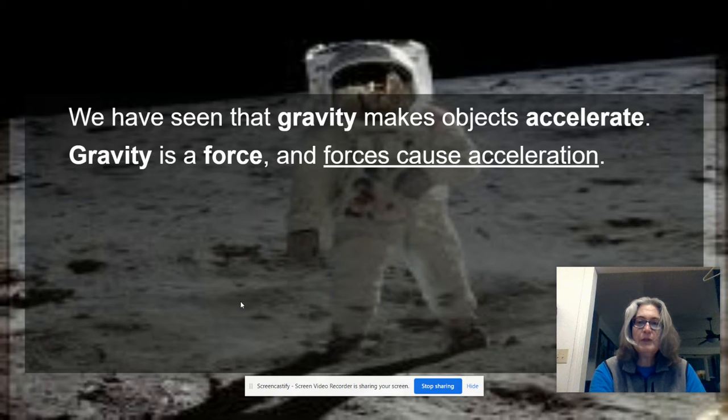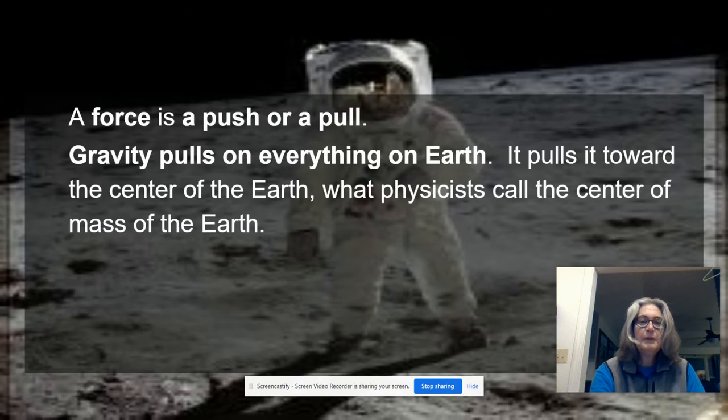So we've seen that gravity makes objects accelerate. Gravity is a force, and forces cause acceleration. So gravity can speed up a falling object or an object rolling down a slope. If something is fired or shot into the air, gravity slows it down, a negative acceleration first, and then it accelerates it downward. A force is a push or a pull. So gravity is a force. Gravity pulls on everything on Earth. It pulls it towards the center of the Earth, what physicists call the center of mass of the Earth.